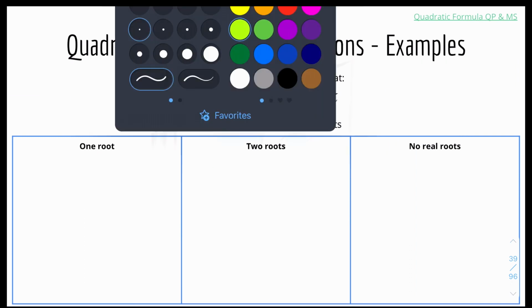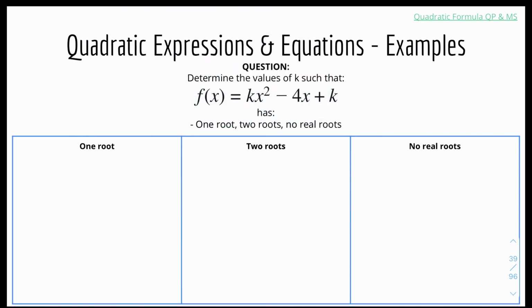And here we have more examples. Determine the values of k such that kx squared minus 4x plus k has 1 root, 2 roots, and no real roots. So we know that from the discriminant, if it's 1 root, it will be an equal sign. If it's 2 roots, it will be a bigger than sign, and no real roots will be a smaller than sign.